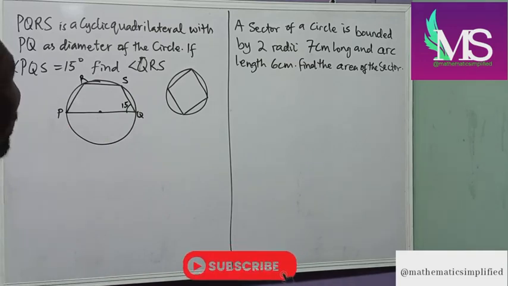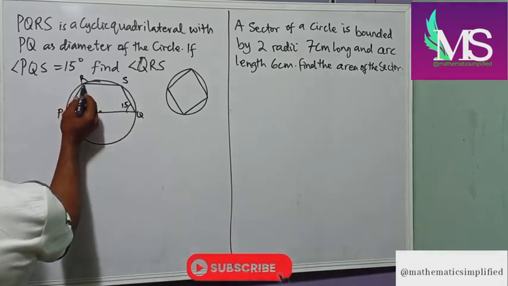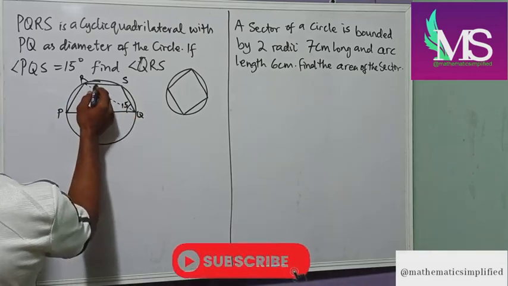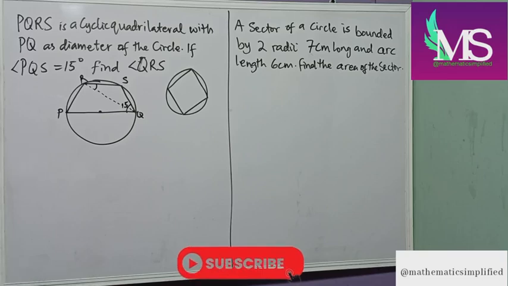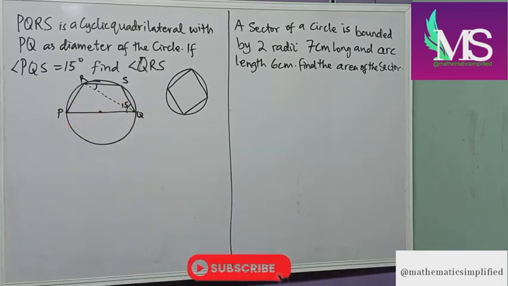So we need to find QRS. That means, drawing an imaginary line this way, we are looking for this angle, which is angle QRS. Now, first off, let's look at our cyclic quadrilateral.